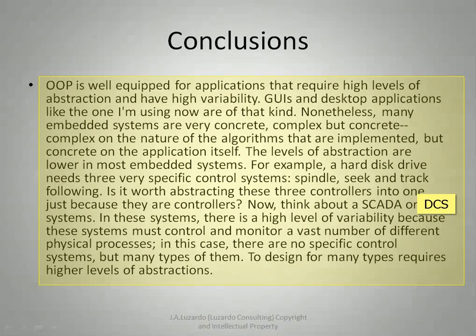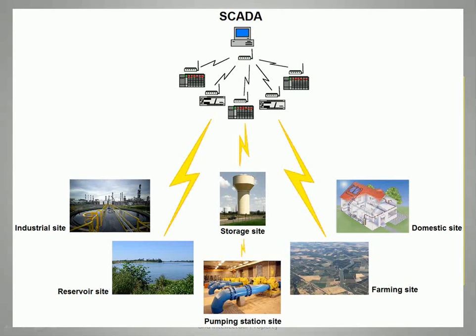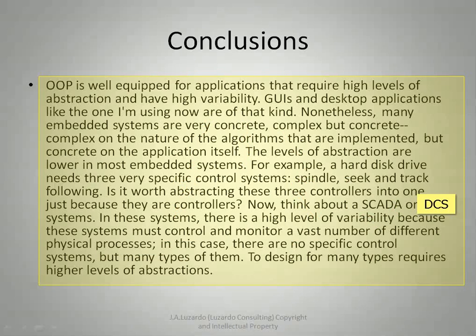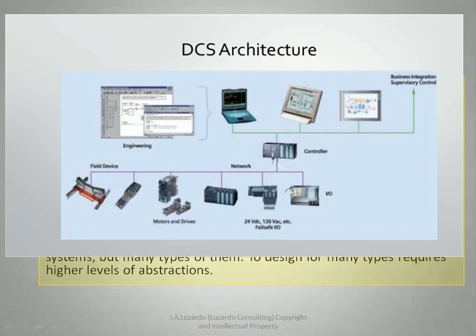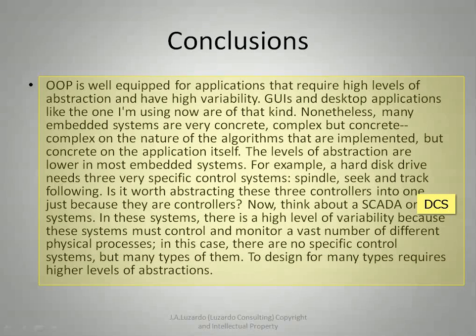Now, think about SCADA or DCS systems. In these systems, there is a high level of variability because these systems must control and monitor a vast number of different physical processes. In this case, there are no specific control systems, but many types of them. To design for many types requires higher levels of abstraction.